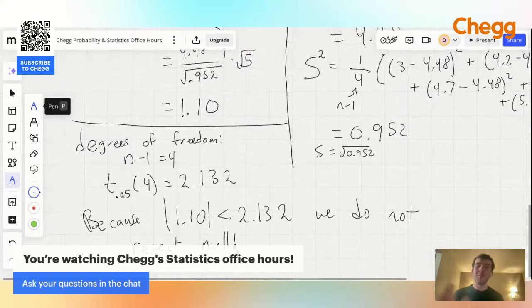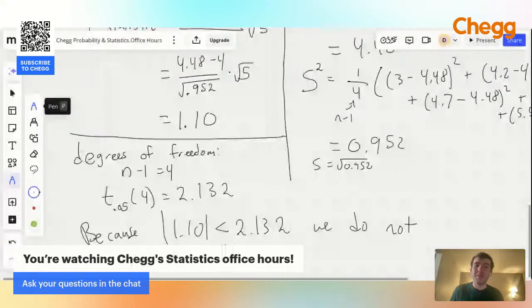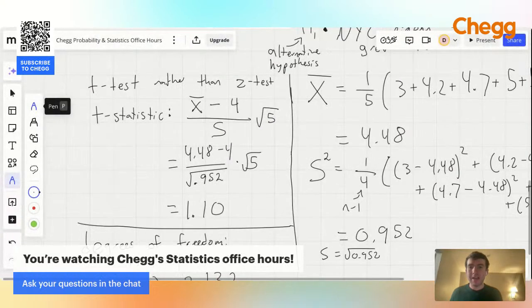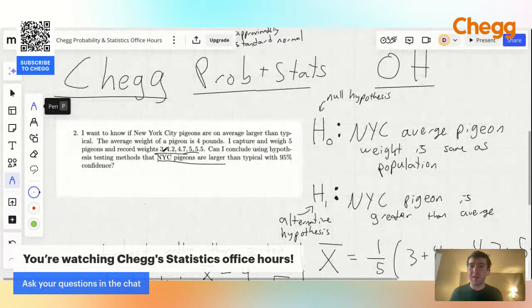Okay, and the reason is that there's a pretty decent chance that under the null hypothesis we observe this data. It's not that crazy, right? It could be that pigeons in New York are the same weight as pigeons around the world, and we observed this data of 3 pounds, 4.2 pounds, 4.7, right? We can't rule it out, at least at this 95% confidence level.